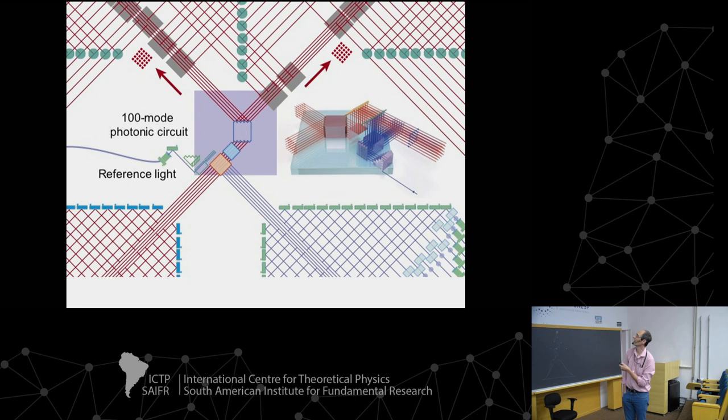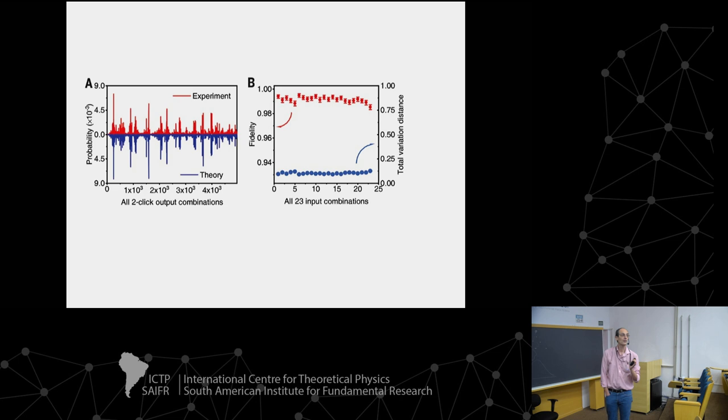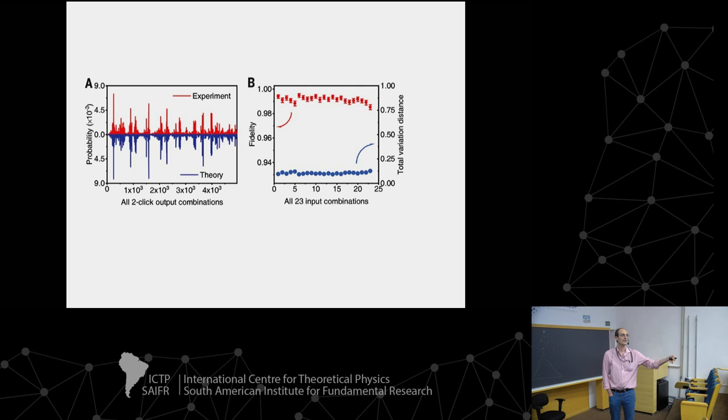Okay, that's the heart of the interference process that you have going on, with all the overlapping and the interference going on here. Now they can run the experiment, make the theory for only 2 clicks on the output. And when they ramp up to 23 outputs, that's something that they cannot simulate on theory, and they can only execute it on the tabletop. That's the idea of quantum advantage. You make some process quantically that cannot be simulated with classical resources.